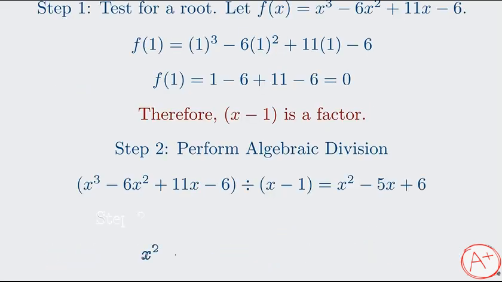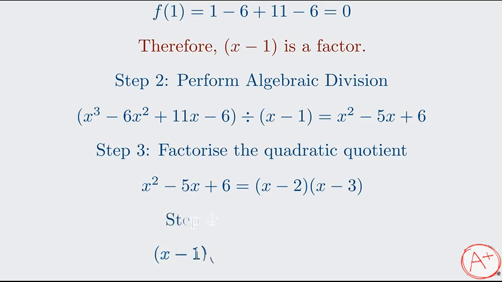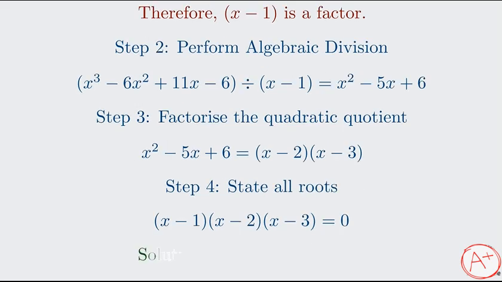Step 3 is to factorize the quadratic quotient. We need two numbers that multiply to 6 and add to -5. Those are -2 and -3. Finally, in step 4, we state all the roots. The fully factorized form of our equation is, therefore, x minus 1 times x minus 2 times x minus 3 equals 0, so the solutions are x equals 1, x equals 2, or x equals 3.